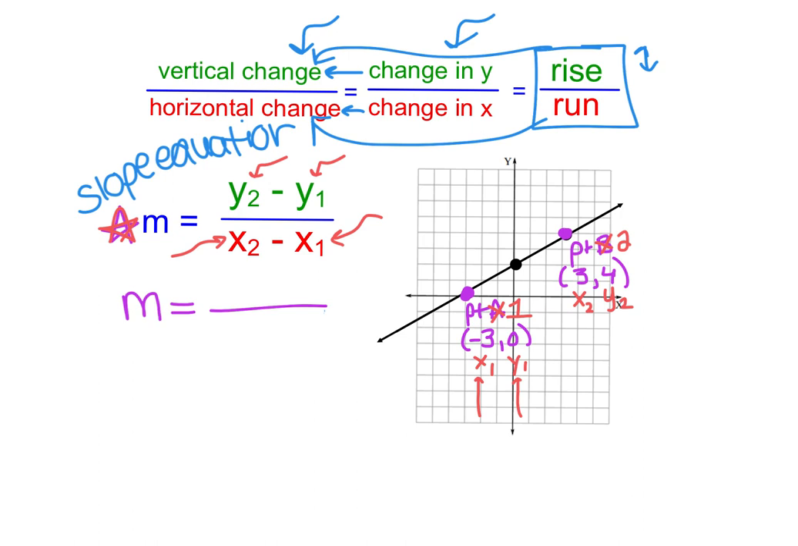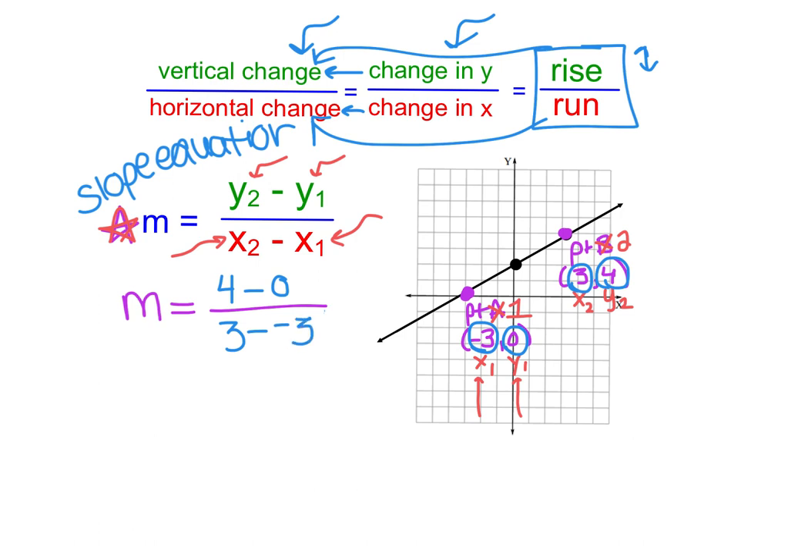So now we're going to actually substitute those values in. Let's start with y2, and if I look over at the points that I've labeled, I see that y2 is 4. So I'm going to write 4 minus y1, and if I look at y of point 1, it is 0. Then I look at x2, and I see that x2 is 3. So I have 3 minus x1, which I see is a -3, so I'm going to put in a -3.